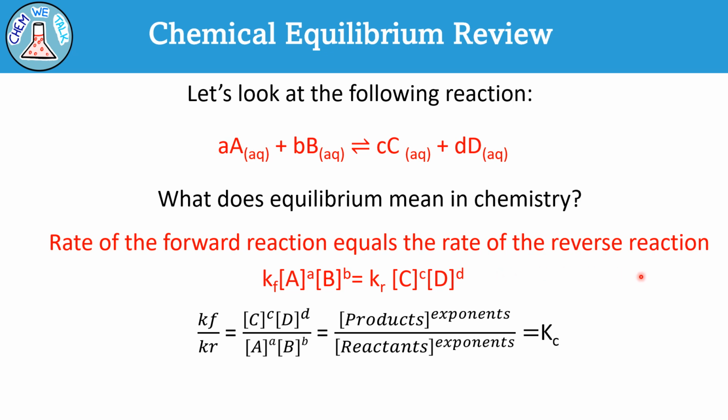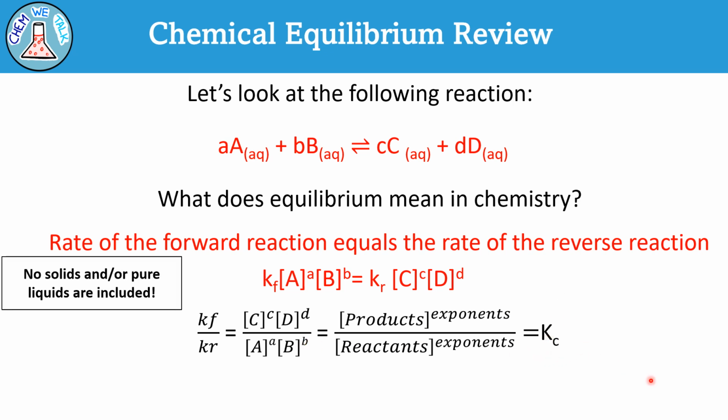If I just do some reorganization of my equation, let's keep Kf on the left side of this equality and divide both sides by Kr. So Kr goes to this side, and then we're going to keep C to the c, D to the d on the right, and we're going to divide everything by A to the a, B to the b. And we get this equation here that's very famous, and we usually read this as the products over reactants, but in fact it's the product of the products raised to their respective exponents divided by the product of the reactants raised to their respective exponents. And that is our equilibrium constant Kc.